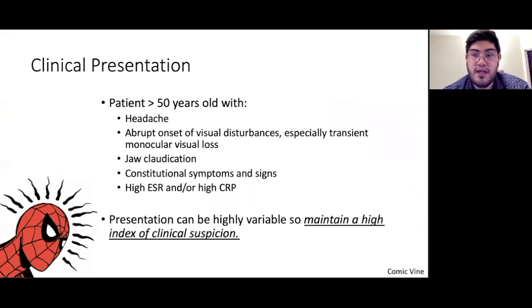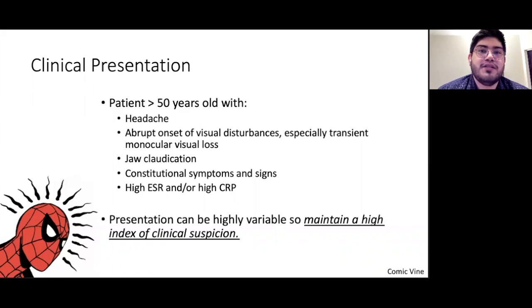Now, the clinical presentation. These are the symptoms that should raise some flags for you. A patient that is over 50 years old that has a headache, visual disturbances, a jaw claudication, which is ischemia to the jaw. Just like you get ischemia of the leg, you can get ischemia of the jaw. So that's jaw claudication, which is a very specific symptom for this disease. Constitutional symptoms and signs, and an elevated ESR and CRP.